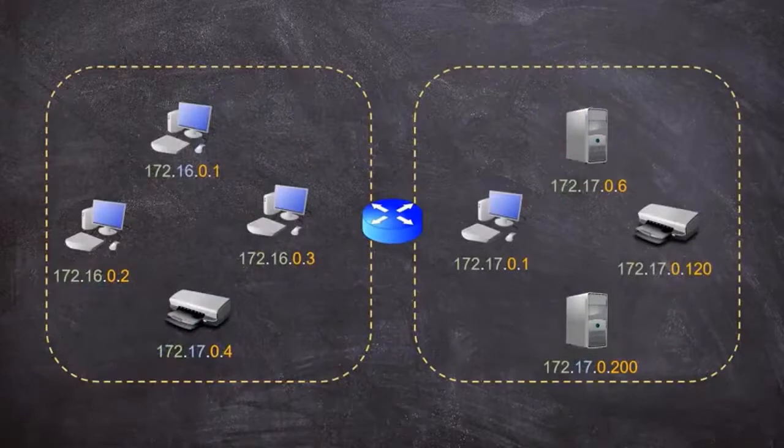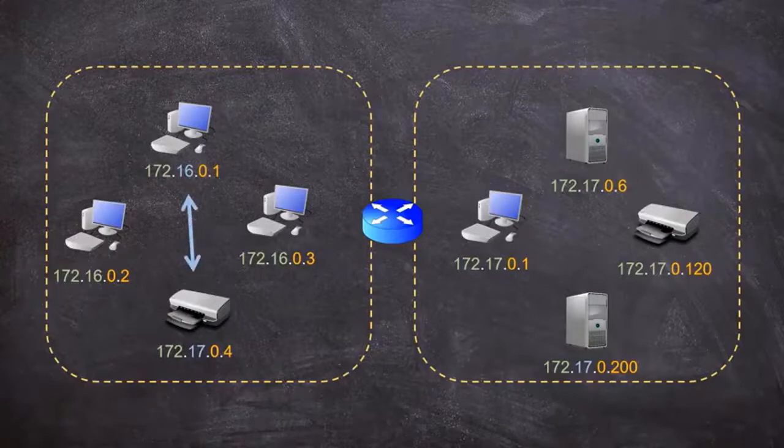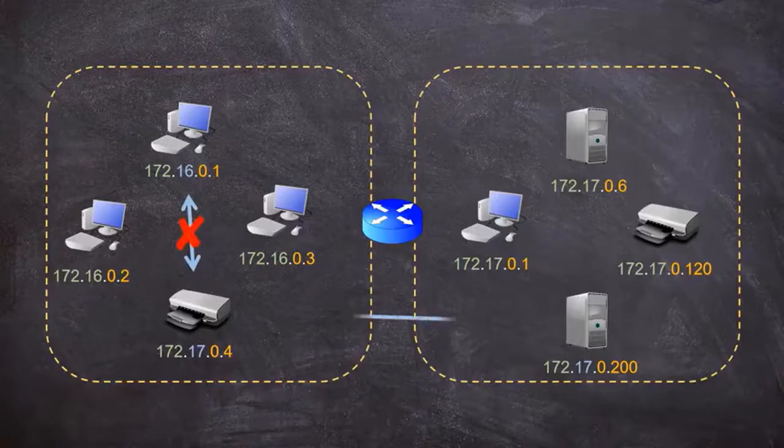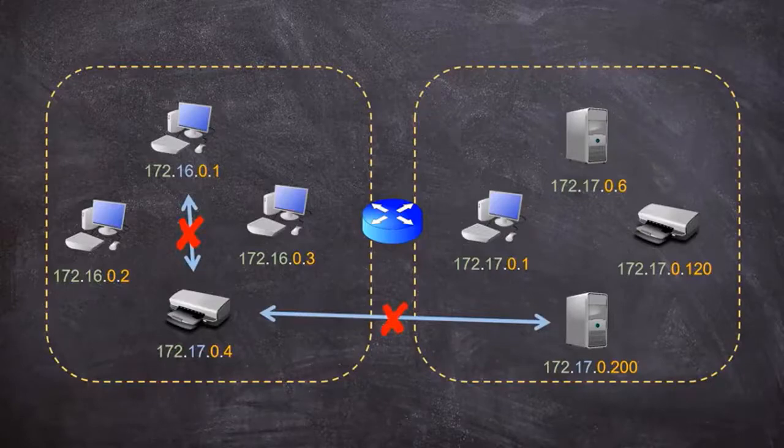Let me take a moment to make sure that I'm clear on this. Devices in the same subnet must be in the same IP network. If not, they will not be able to communicate. Likewise, if devices in the same subnet are separated by a router, they will also not be able to communicate.